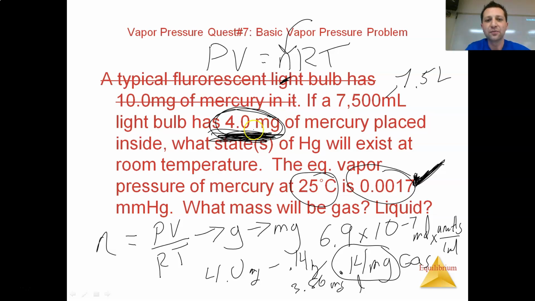If you did it the other way, you could have taken the 4 milligrams and converted that into pressure, and you would see that the 4 milligrams, if you converted that into pressure, would give you a way bigger vapor pressure than 0.0017. But you would still have to do this setup here because the question says what mass will be gas and what will be liquid. Once you did that, you're like, oh my gosh, not all of the 4 milligrams could evaporate and create this vapor pressure. So I'm going to have to do this anyway to figure out how much will create that vapor pressure. So work smarter, not harder here, and you could get through it relatively quickly.